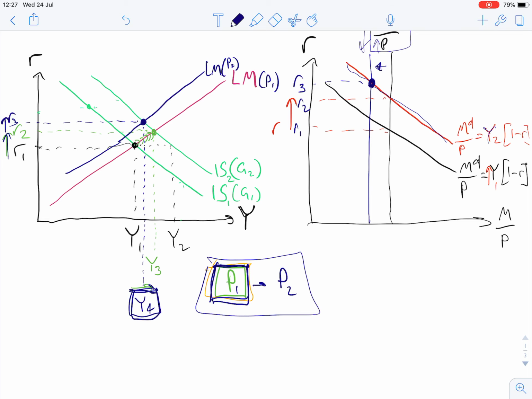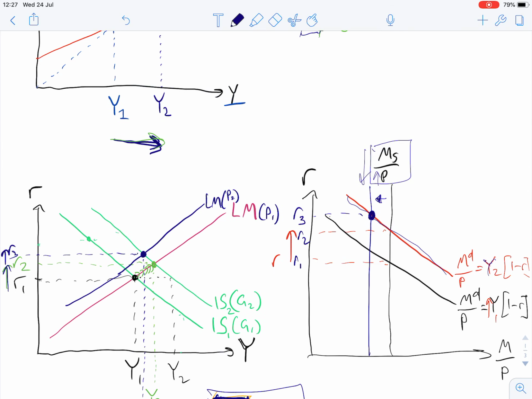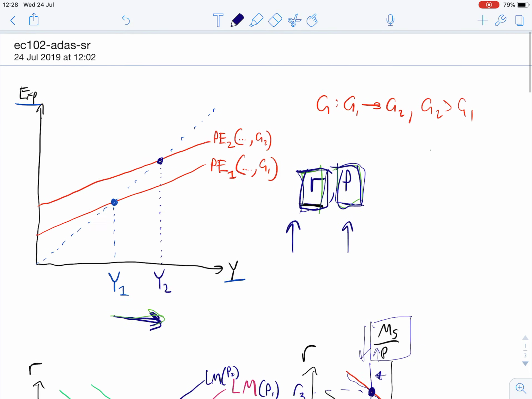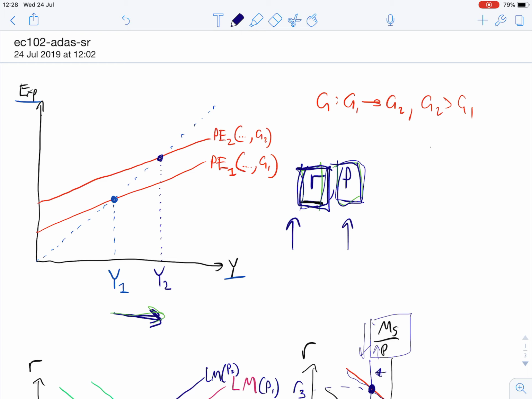But again, we're not done, because if we go all the way back to the Keynesian cross model, which initially took rates as fixed and prices as fixed, we know now that rates have increased, prices have increased. So how can we show this on the Keynesian cross model? Well, importantly, it's going to be the rate effect that changes how we define our complete finished story in this model.